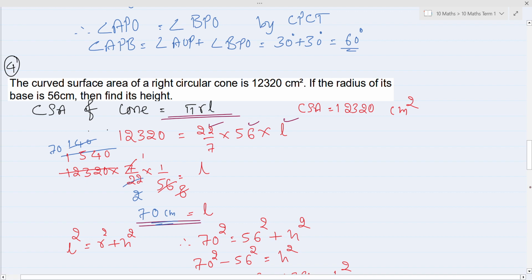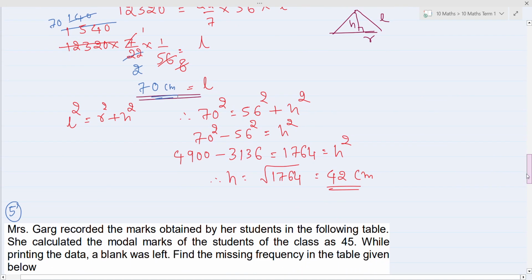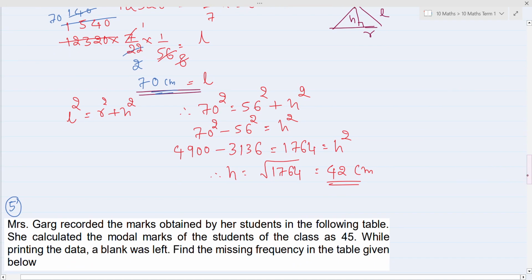So we have slant height L square is equal to r square plus h square in the cone. So 70 square is equal to 56 square plus h square, which gives h square is equal to 70 square minus 56 square. The answer is h square is 1764, so h is 42 centimeter. That's the height of the cone.